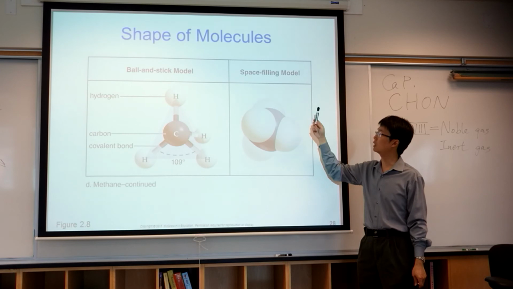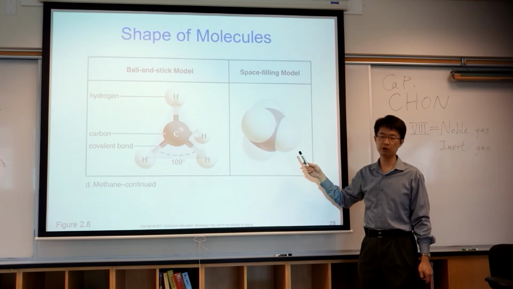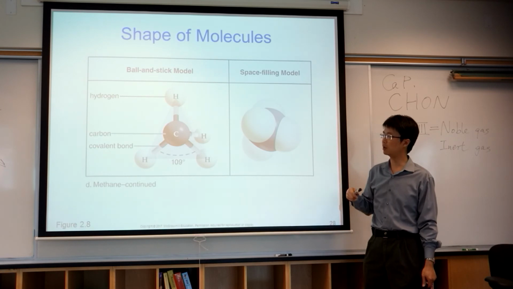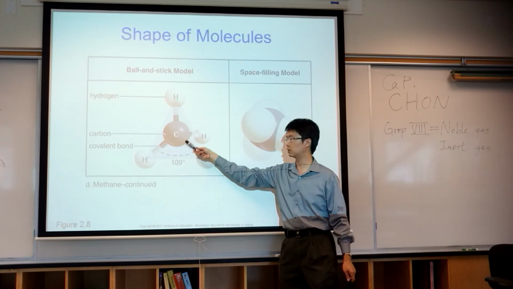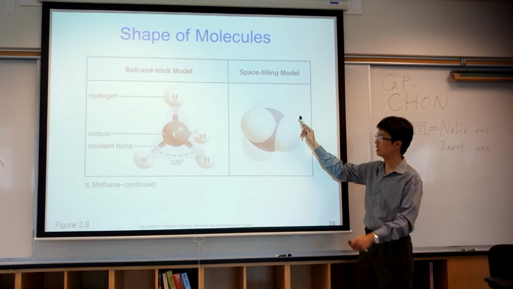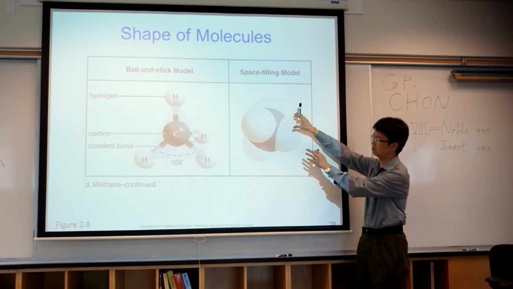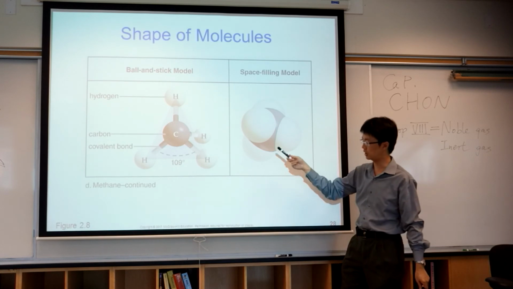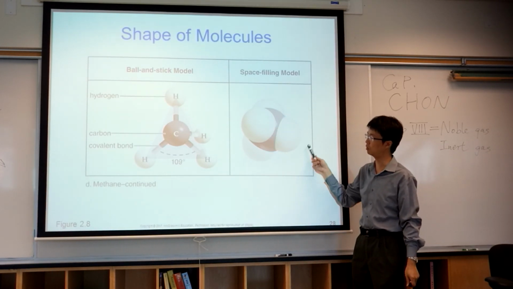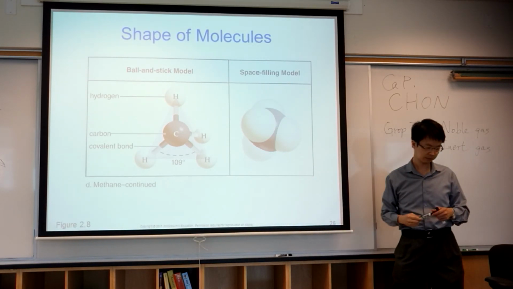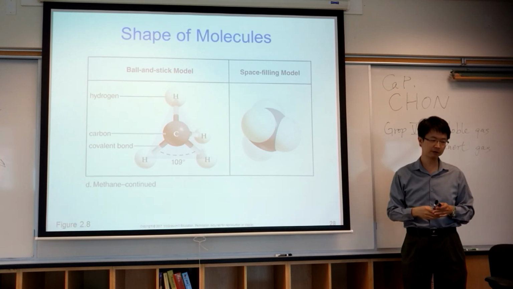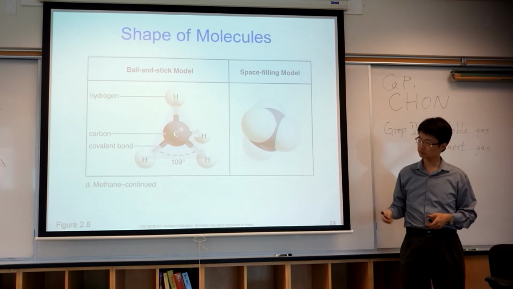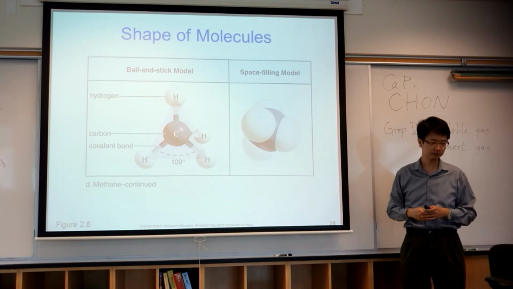This space-filling model is the one that is closest to reality. So in reality, you don't see the sticks here. In reality, they are like this. They just stick to each other. You don't see the straight lines. So this is more like reality. If you look at the molecule under the electron microscope, it looks something like this. Okay.